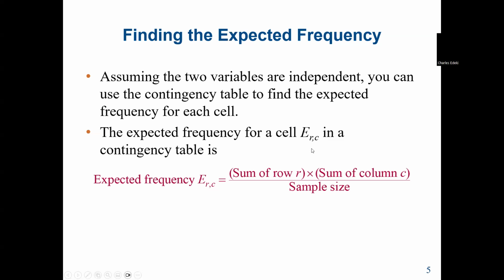Now R will be the row and C the column. If I'm in the first row and the first column, then I'll say E11. Second row and third column, E23. The first value should be the row position, and the second value should be the column position. That's what we call the cell, the intersection of the row and the column. So again, that's the formula: expected frequency RC is the sum of the row, whether first row or second row, times the sum of the column, whether first, second or third column, divided by the whole sample size.